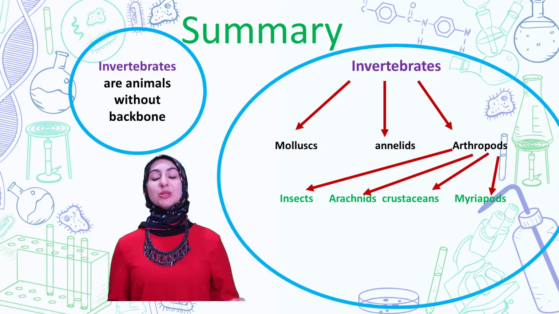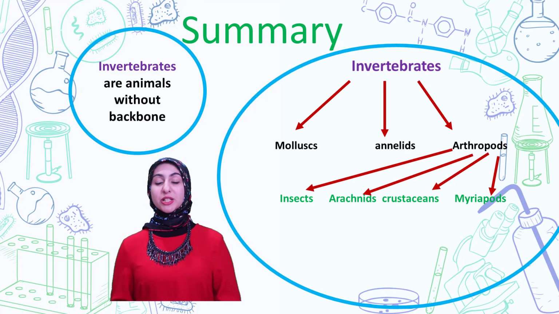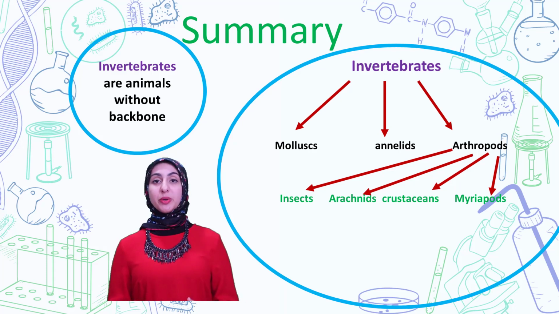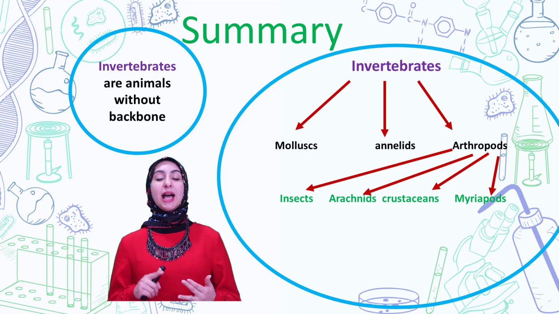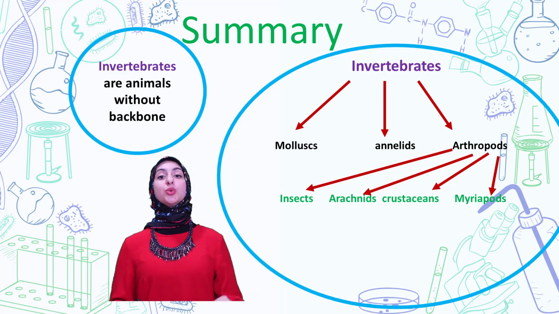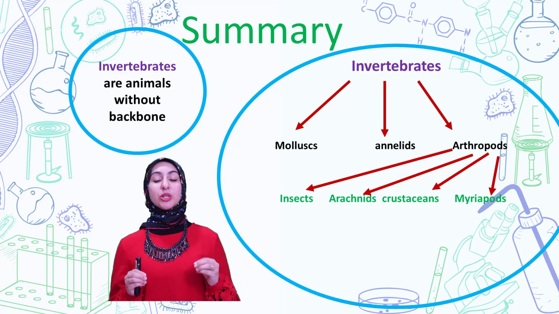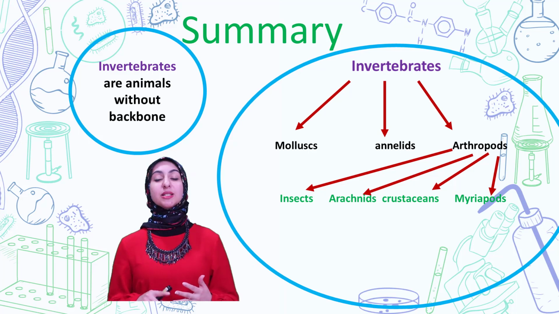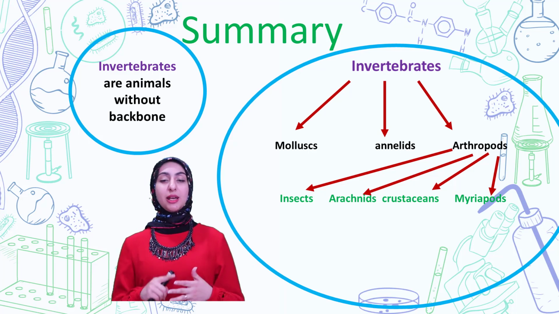In today's lesson, we talked about invertebrates, which are animals without a backbone or spine. And these invertebrates are divided into 3 groups, which are mollusks, annelids, and arthropods. Arthropods is the biggest group here, which is divided into 4 groups, which are insects, arachnids, crustaceans, and myriapods.